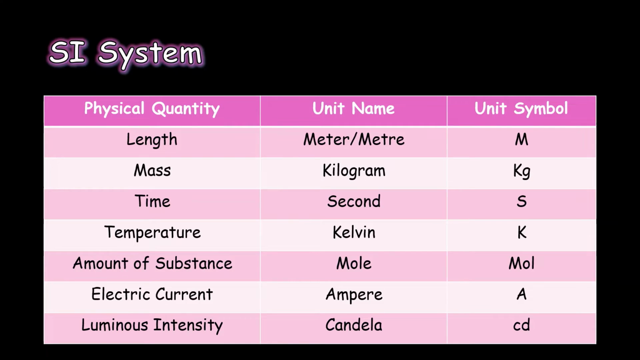Then there's time, so how long something is taking, and we're going to use seconds. Temperature, which is related to the average kinetic energy or the heat that something has, will be using kelvins. Then the one that's really important for chemists is the amount of something, so that would be the mole. And the last two, you're really not going to see too much except for maybe in the electrochemistry part of chemistry. So the electric current is measured in amps or amperes, and luminous intensity is measured in candelas.